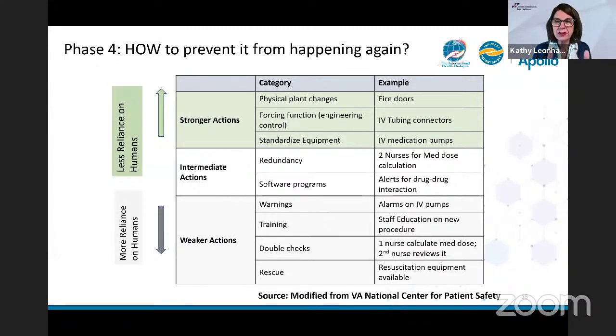So think about this when you put your corrective actions in place for your root cause analysis. Lean towards those stronger actions, right? Not just those things that rely on us as humans, because to err is human. We will never eliminate errors. We can make it easier to do the right thing, make it harder for us to make a mistake. Or if you remember my diagram with those green barriers, have some last minute barriers, defenses to help prevent that error from reaching the patient.